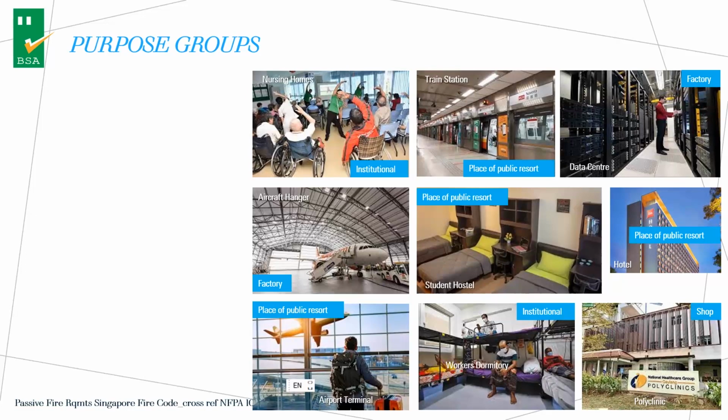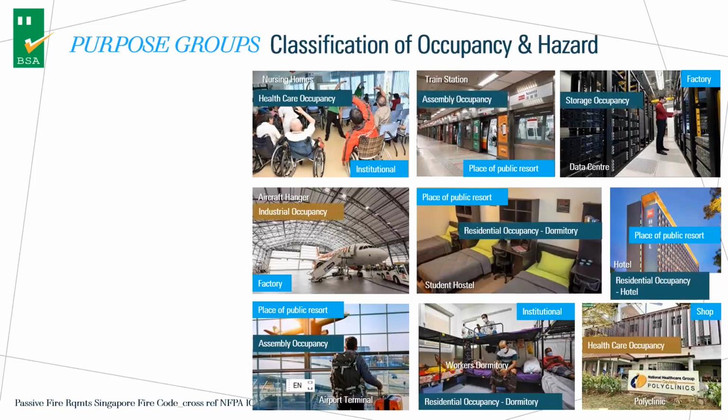Now, let's look at how NFPA classifies this. Really a bit different. A data center is called storage occupancy. The train station is called assembly occupancy. And then the hotel is called residential occupancy. So it's a little bit different.